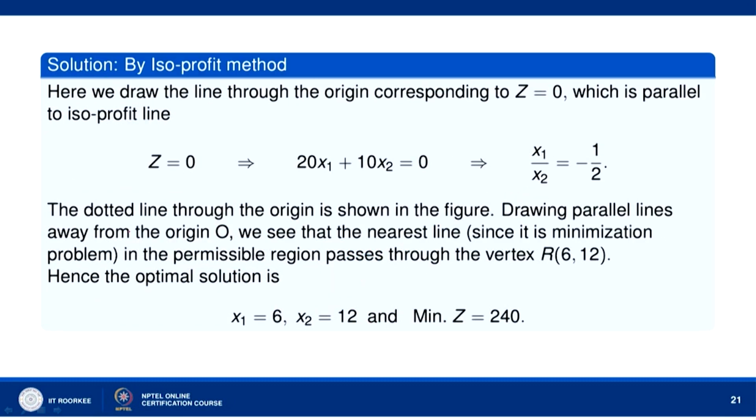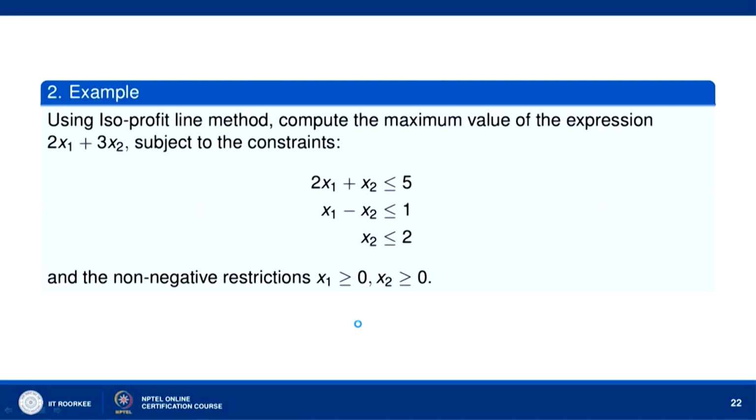So, the dotted line through the origin is shown in the figure. Drawing parallel lines away from the origin, we see that the nearest line, since it is a minimization problem, in the permissible region passes through the vertex (6, 12). Therefore, the optimal solution is x 1 equal to 6, x 2 equal to 12, and the minimum value of Z is 240. Now, let us take one more example.